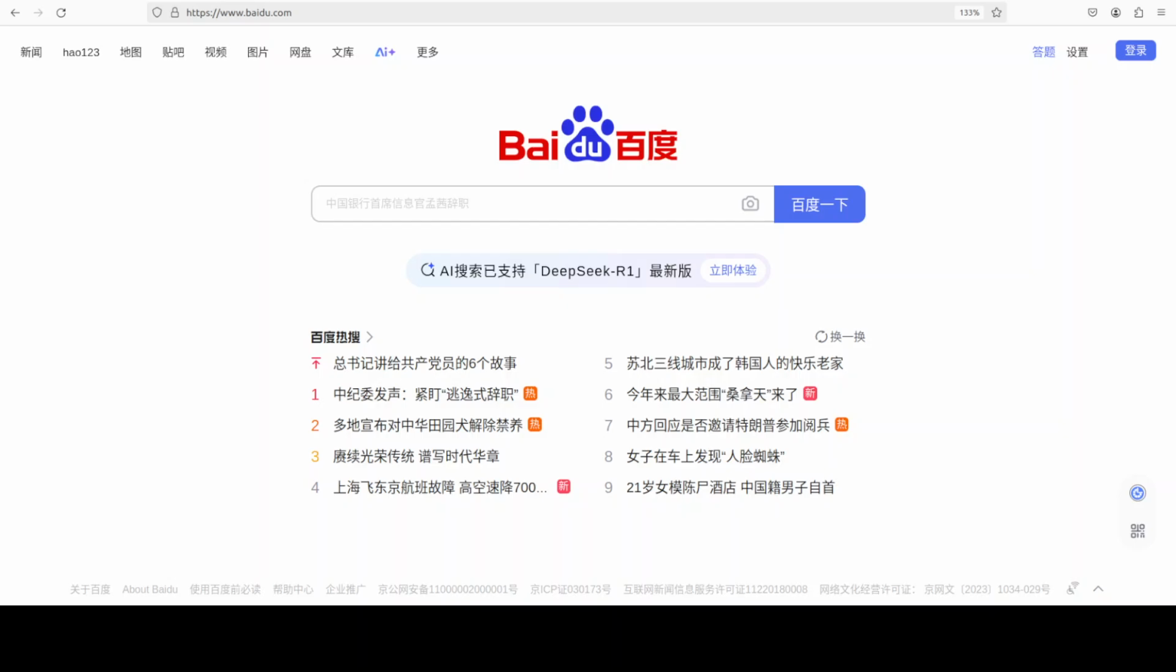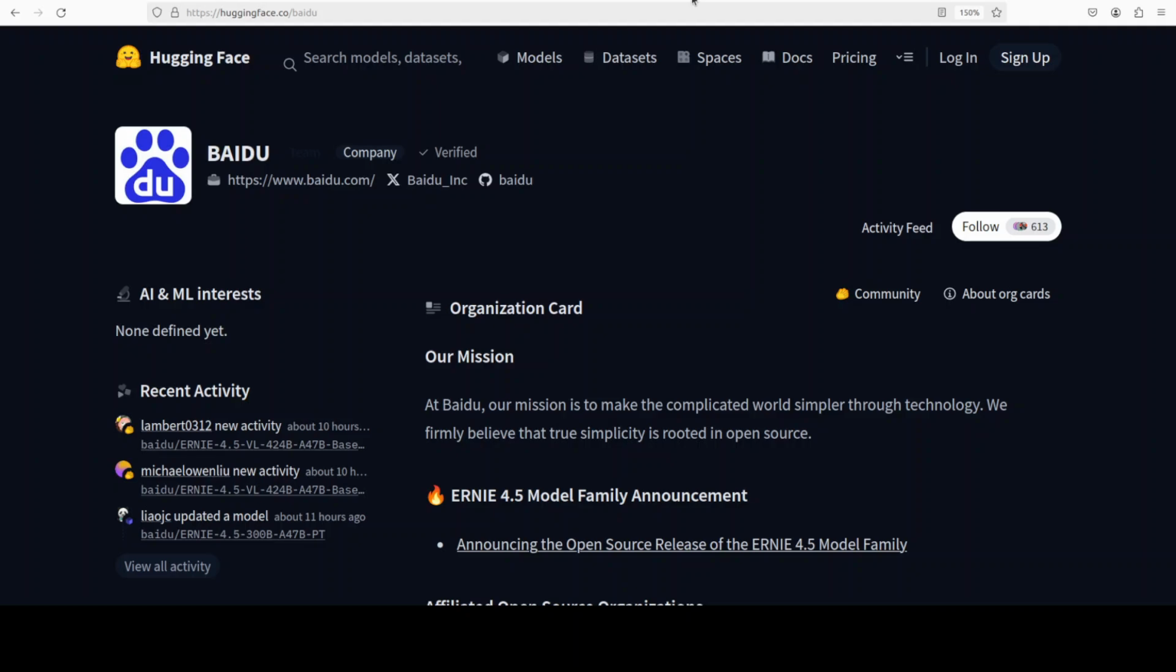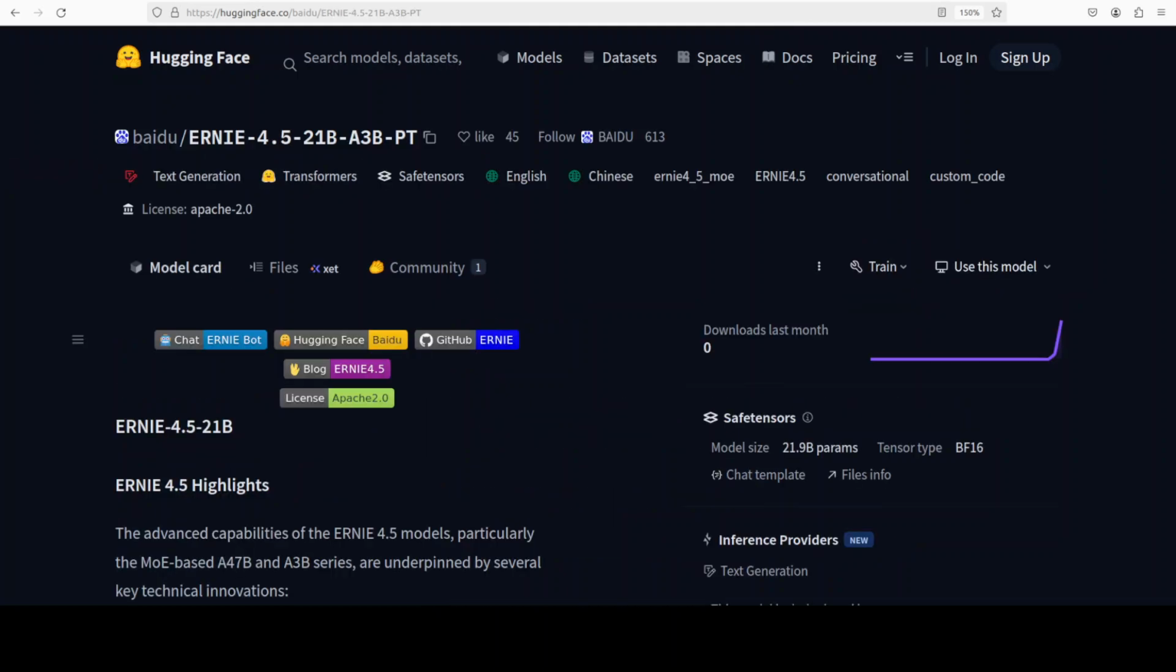Baidu is China's Google, and that Google has just released an Apache 2 free model family, which is ERNIE 4.5, and that is what we are going to install in this video.